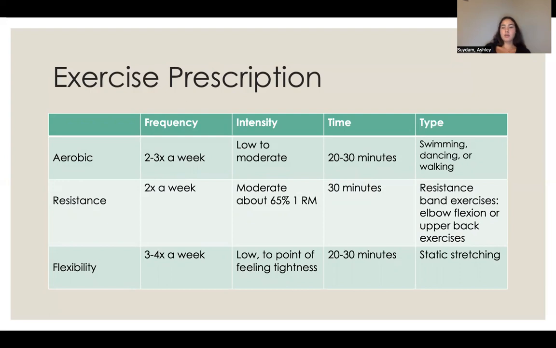For resistance training, I'm also going to have her do that 2 times a week. Again, moderate intensity, about 65% 1 RM, 30 minutes, and this is going to be resistance band exercises. These can be seated or standing, including elbow flexion or upper back exercises. For flexibility, we're going to do that 3 to 4 times a week at a low intensity to the point of feeling tightness. Again, for about 20 to 30 minutes, and for her, we're going to focus on static stretching.